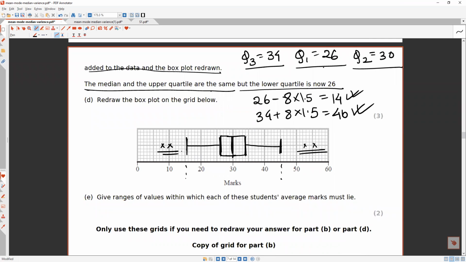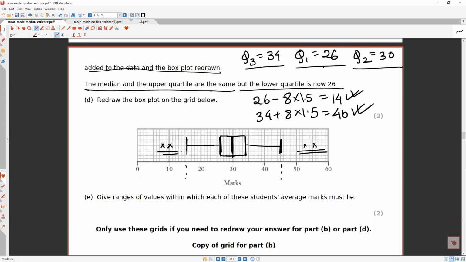Okay, so now give the ranges of values within which each of these students' average marks must lie. So they are asking you from where to where the average mark is supposed to be. I saw the mark scheme and I got confused. They're saying that since the outlier has increased, it should lie between, according to them, 26 to 30. They're saying that it should lie between 26 to 30.